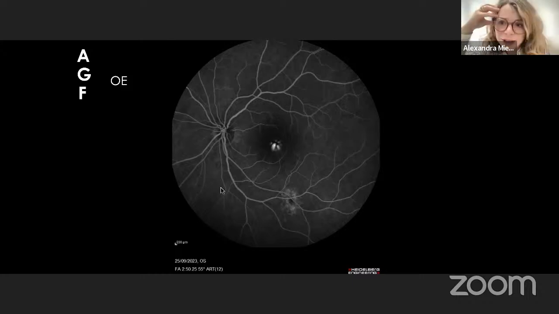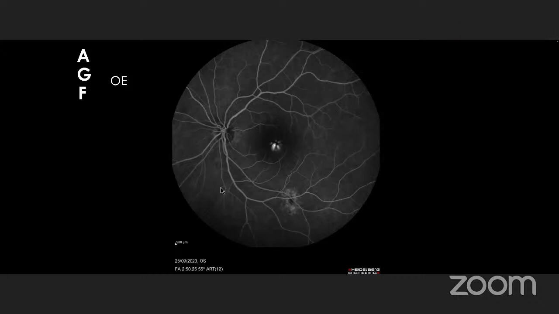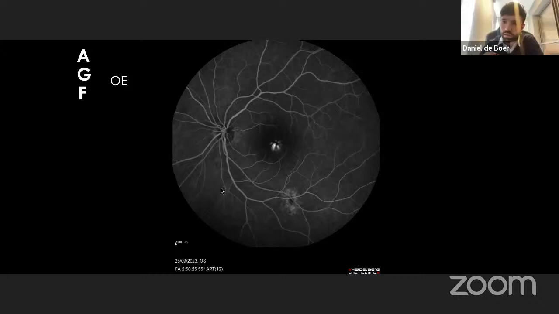How myopic was the patient? Sorry. Pedro, você tem diopter? Minus 4 diopter. Yeah. Daniel, go back to the OCT. Didn't understand. Go back to the OCT.